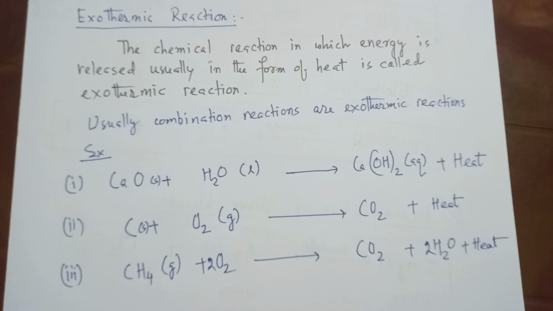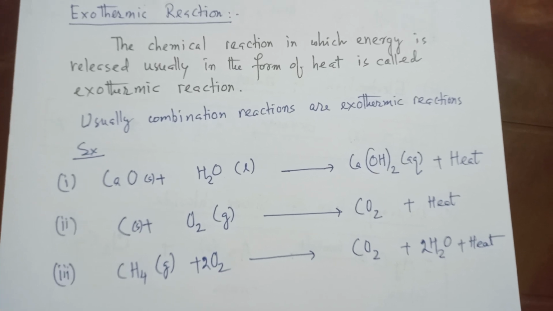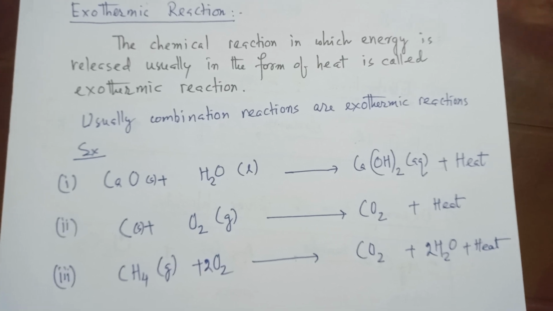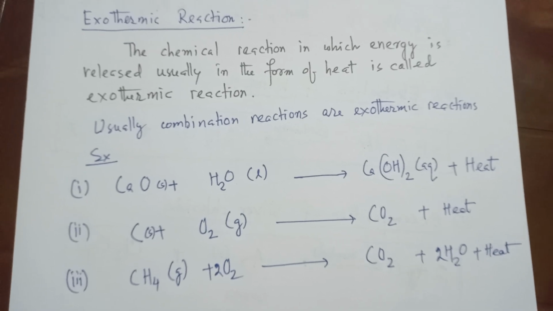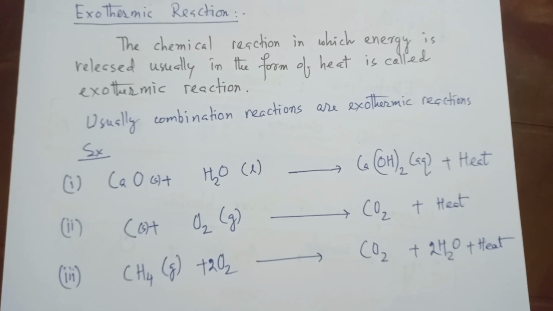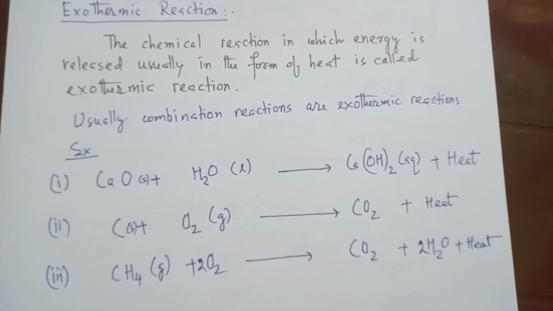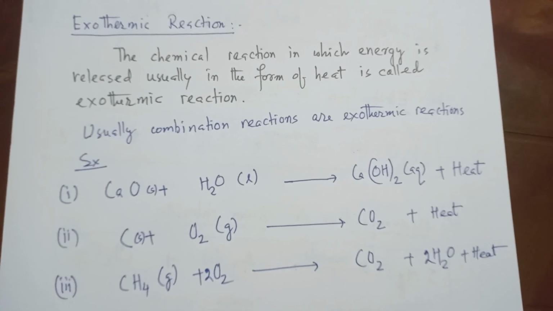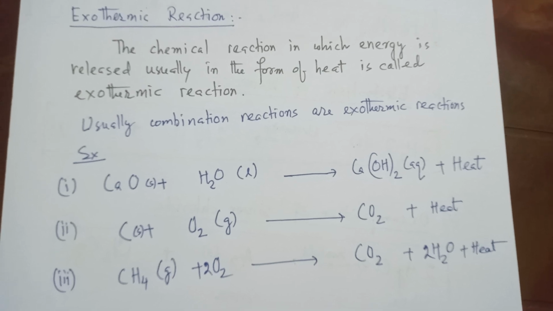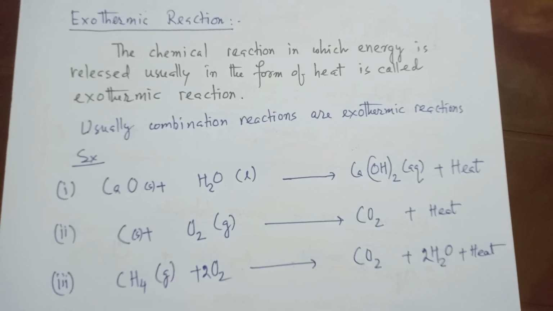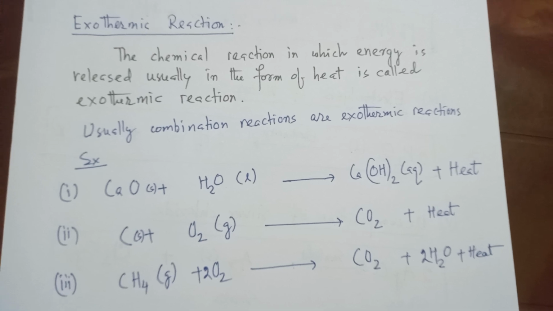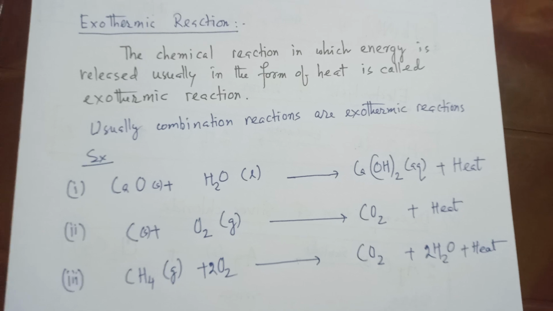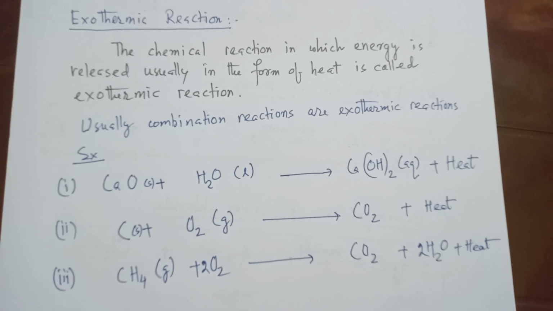Calcium oxide plus water gives rise to calcium hydroxide with the release of heat. Again, carbon when burned in the presence of oxygen gives carbon dioxide and heat. Similarly, methane also burns in the presence of oxygen to form carbon dioxide, water and heat. So the reactions in which energy is released are called exothermic reactions.